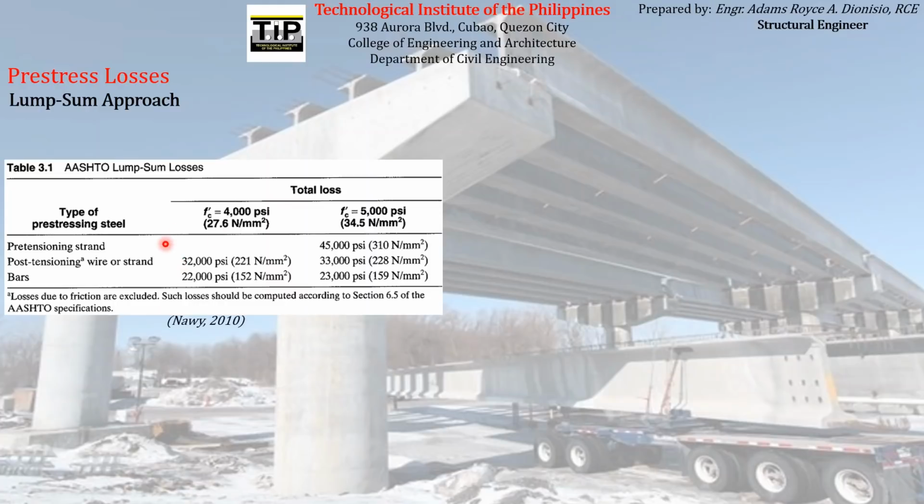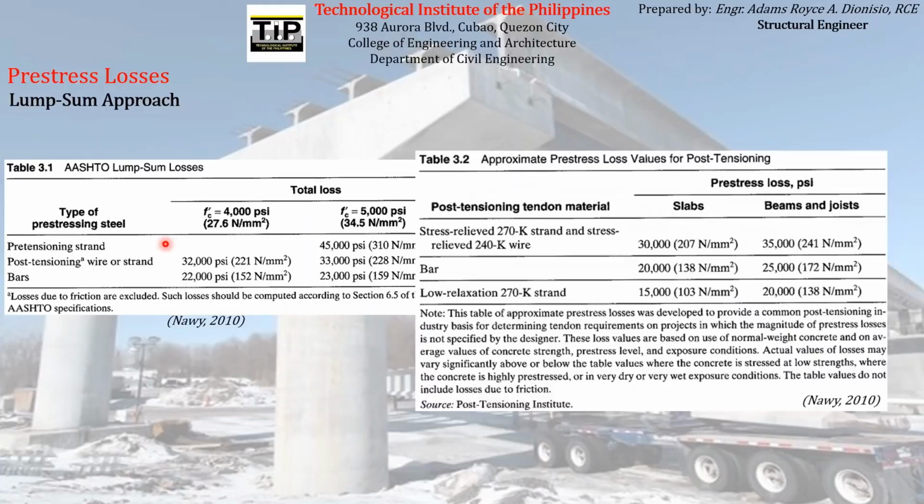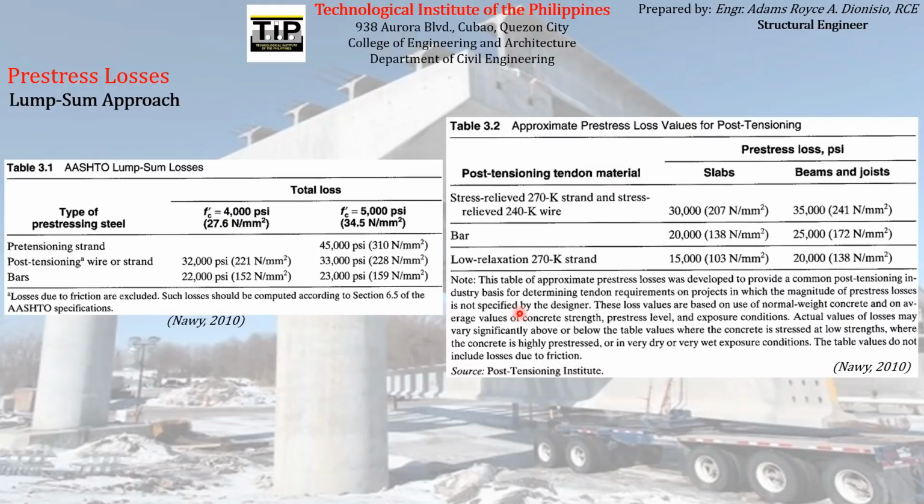So that is for AASHTO lump sum losses. Actually, you can also refer to the lump sum losses specified by the Post-Tensioning Institute, although these losses are just applicable to post-tensioning, obviously, because they came from the Post-Tensioning Institute. So again, according to this table, similar interpretation as the table from AASHTO.